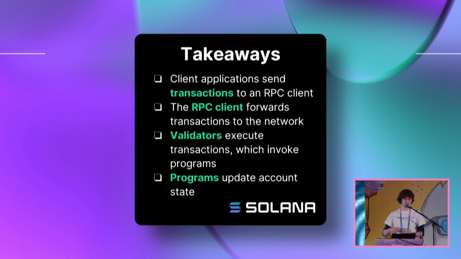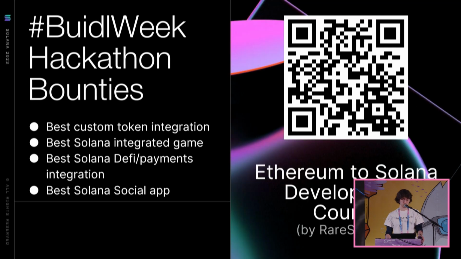So some takeaways from that: the client applications take transactions, usually constructed in tandem with the user, and send that to an RPC client. The RPC client then sends these transactions to the network. Validators then execute these transactions, which invoke programs via instructions. And then, of course, programs update account state as a result.